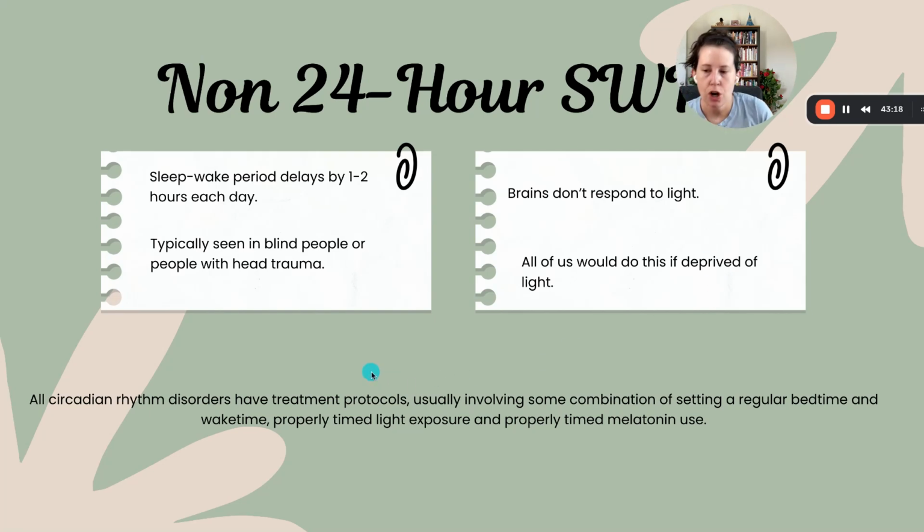And then I'll just briefly touch on treatments. I didn't want to get a lot into the treatments for these disorders because that's something you'll need to work on with somebody who specializes in sleep. But all these disorders have treatment protocols. Some are more treatable than others, some of them are more changeable. Others you just have to figure out a way to live with. But it's usually some combination of setting a regular bedtime and a regular wake time, figuring out when to time the light exposure, and maybe figuring out when to give the person some melatonin.